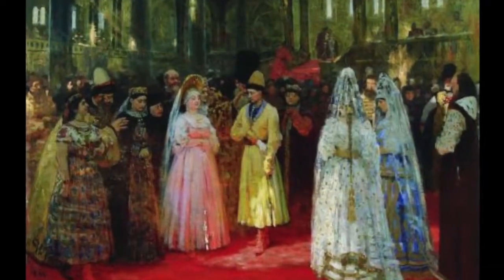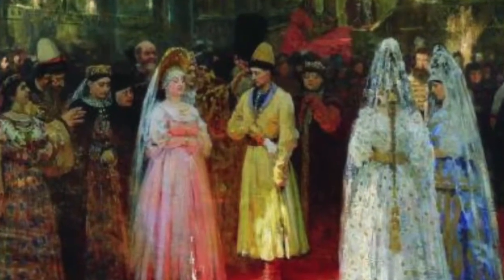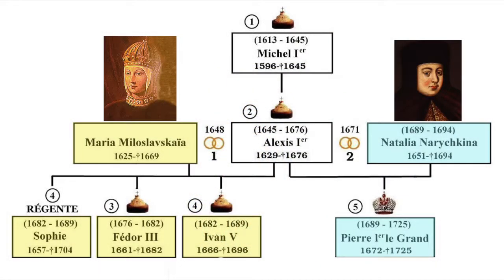They all came to a party. The Tsar went through and picked his bride. From his first marriage, he had 6 surviving daughters and 2 sons, Fyodor and Ivan. With his second wife, he had a son and a daughter. The son was Peter. So the oldest surviving son was Fyodor, and he became Fyodor III, and he ruled Russia for a short period of time.